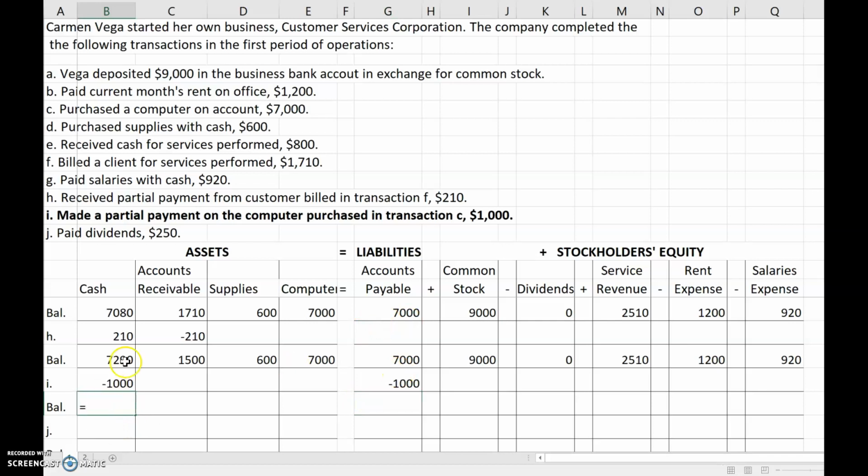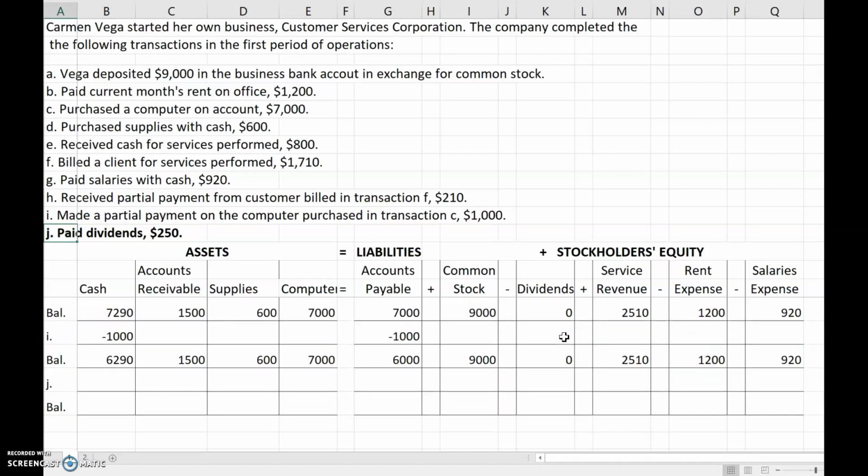So now our balance in cash is 6,290. We're going to bring down our other balances. Our balance in accounts payable is the 7,000. Equal, click on the cell, plus, click on the minus 1,000 cell, enter. And then we can just bring down our other balances.